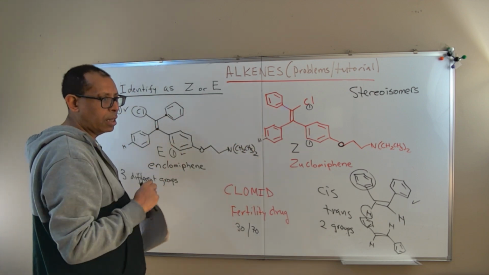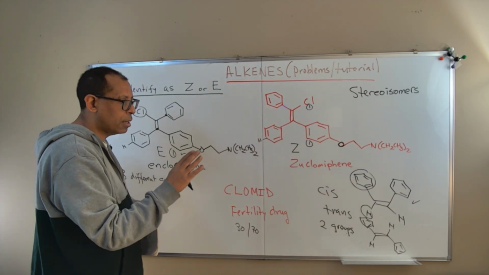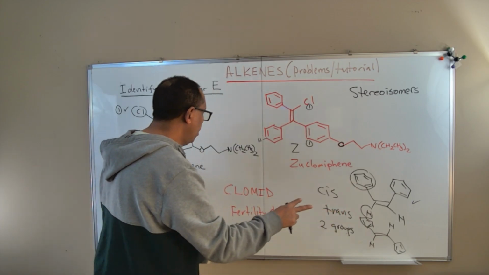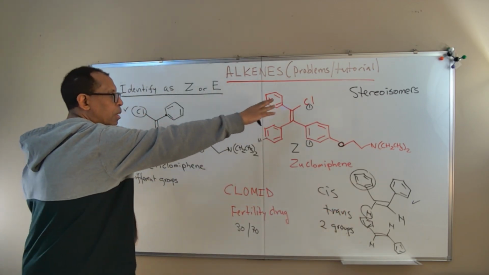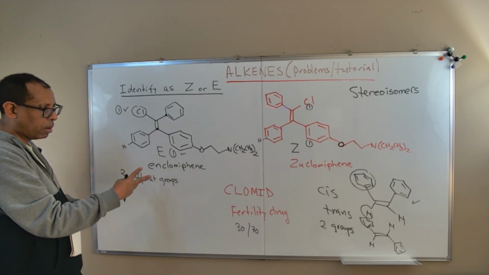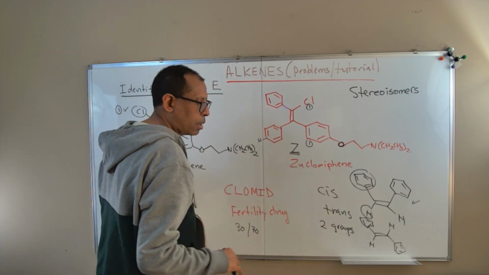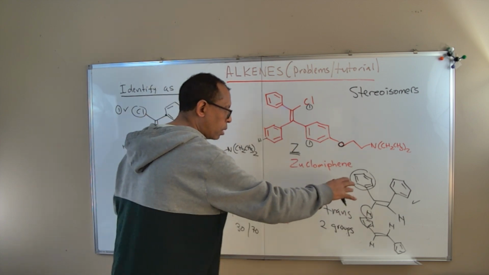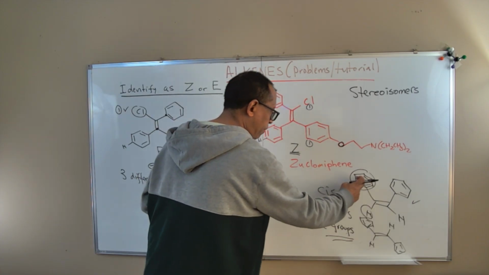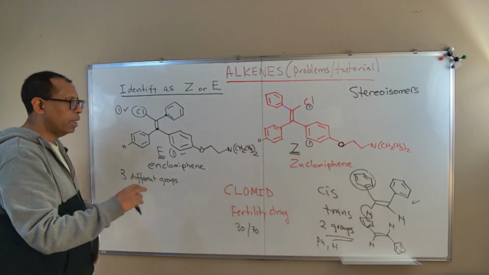So E and Z assignments are close to the same as cis and trans, but cis and trans only works when you have only two different groups. But once you have more than two different groups, like 3 or 4, you should use an E and Z assignment, not cis and trans. Cis and trans can be used for simpler cases where you have two different groups. Here I have a phenyl group and hydrogen. Two groups, cis and trans is possible.